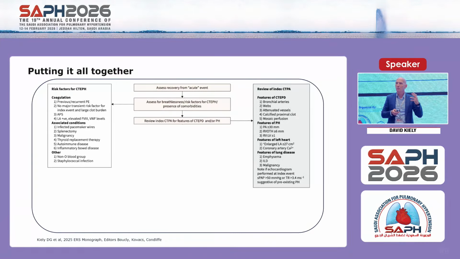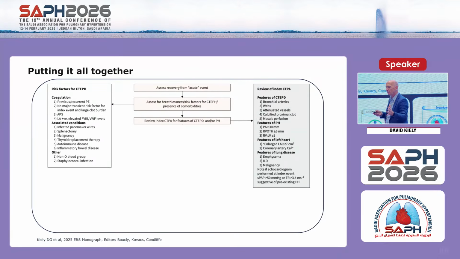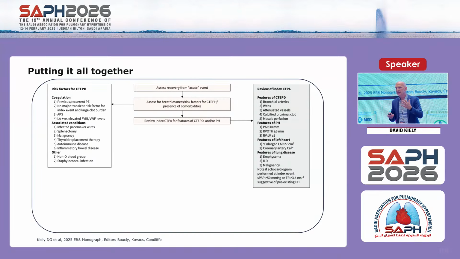I like to very systematically look at the initial CT pulmonary angiogram, look for features of chronic thromboembolic pulmonary disease. Are there any bronchial arteries enlarged? Do you see the presence of webs? Are there attenuated vessels? Is there calcification in the pulmonary arteries? Is there a mosaic perfusion pattern? Look for features of PH. But also, I always draw around the left atrium. Have you got an enlarged left atrium? Do you have evidence of underlying lung disease?